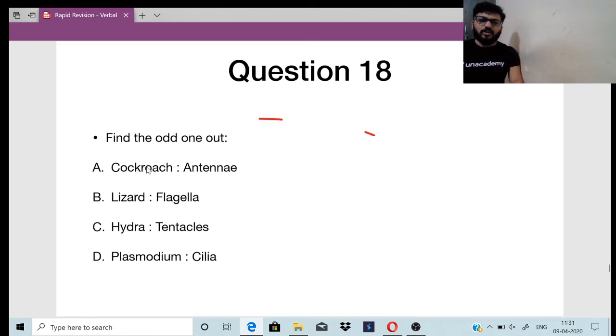Find the odd one out. Cockroach is to antenna. Lizard is to flagella. Hydra is to tentacles. Plasmodium is to cilia. Which is the odd one out?